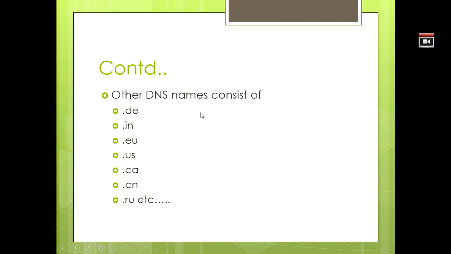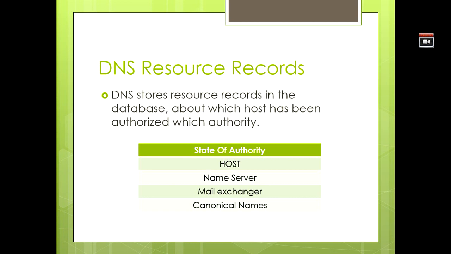Other DNS names are .de for Germany, .in for India, and country codes for European Union countries such as France, Italy, Spain, and so on. .us is for United States, .ca is for Canada, .cn is for China, and .ru is for Russia, and so on and so forth for different countries.